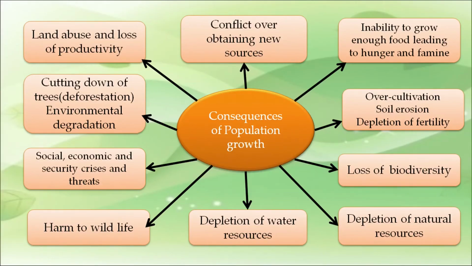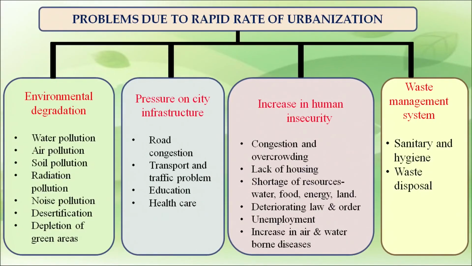Now come to the consequences of population growth. It can be inability to grow enough food leading to hunger and famine, overcultivation, soil erosion, depletion of fertility, loss of biodiversity, depletion of natural resources, conflict over obtaining new sources, depletion of water resources, harm to wildlife, social, economic and security crises and threats, and cutting down of trees, that is environmental degradation and land abuse. Problems due to rapid urbanization are shown in the figure: environmental degradation, pressure on city infrastructure, increase in human insecurity, waste management, etc.